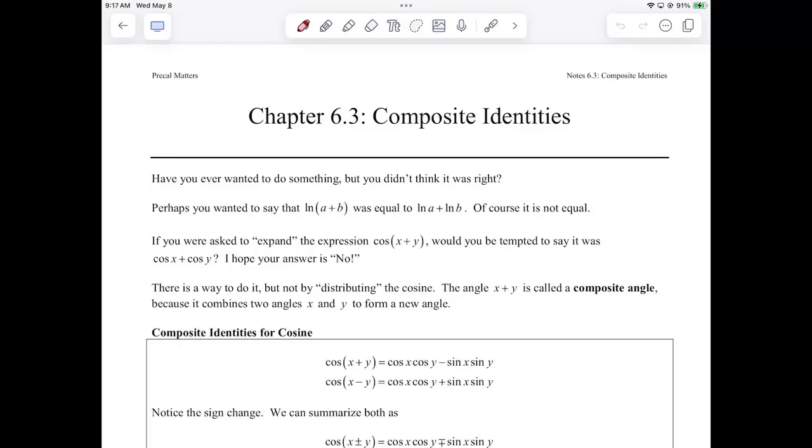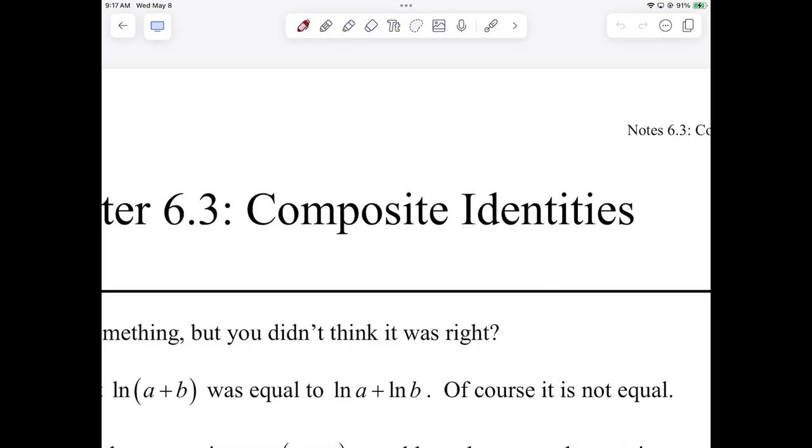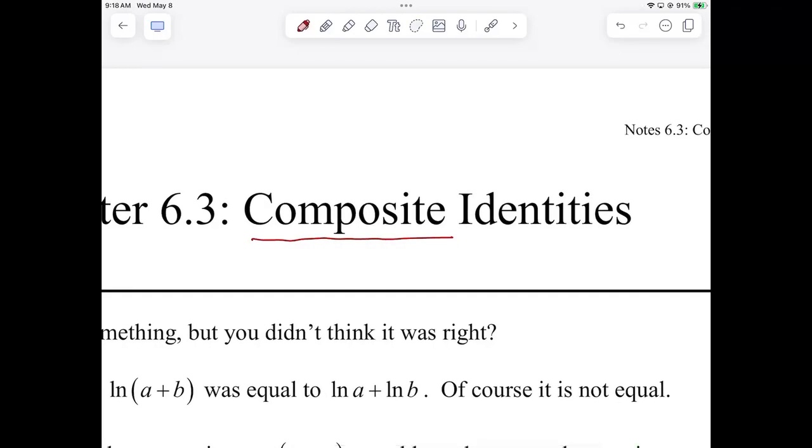So section 6.3, we're learning one new set of identities. Okay, one new set of identities, and they're called the composite identities. Okay, what does composite mean in general?